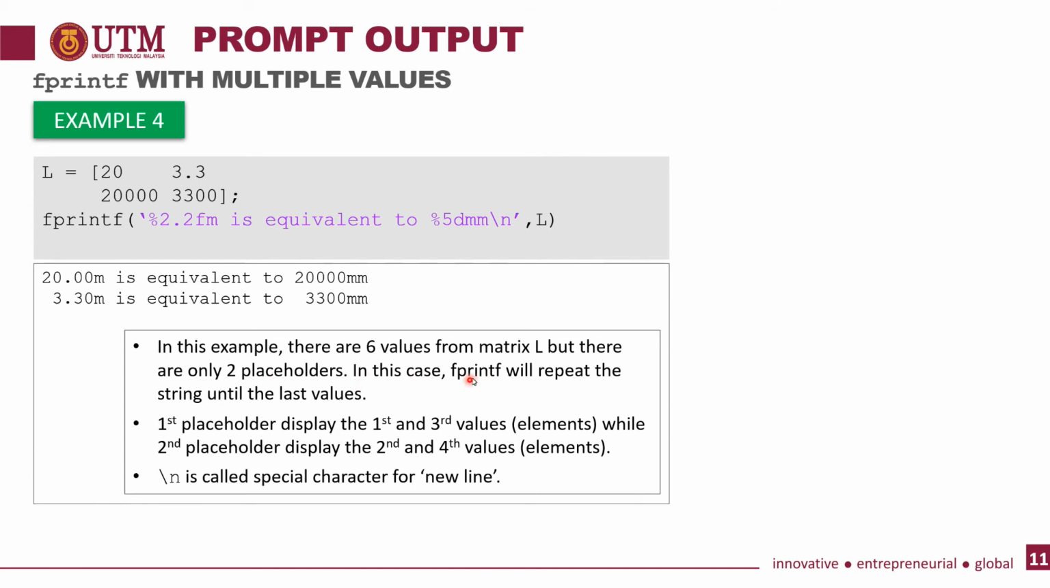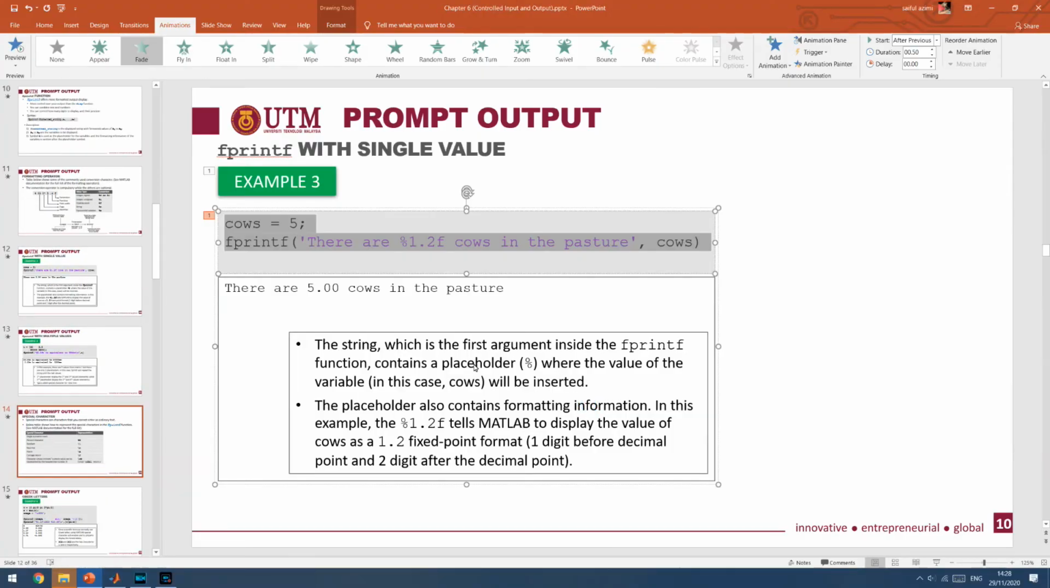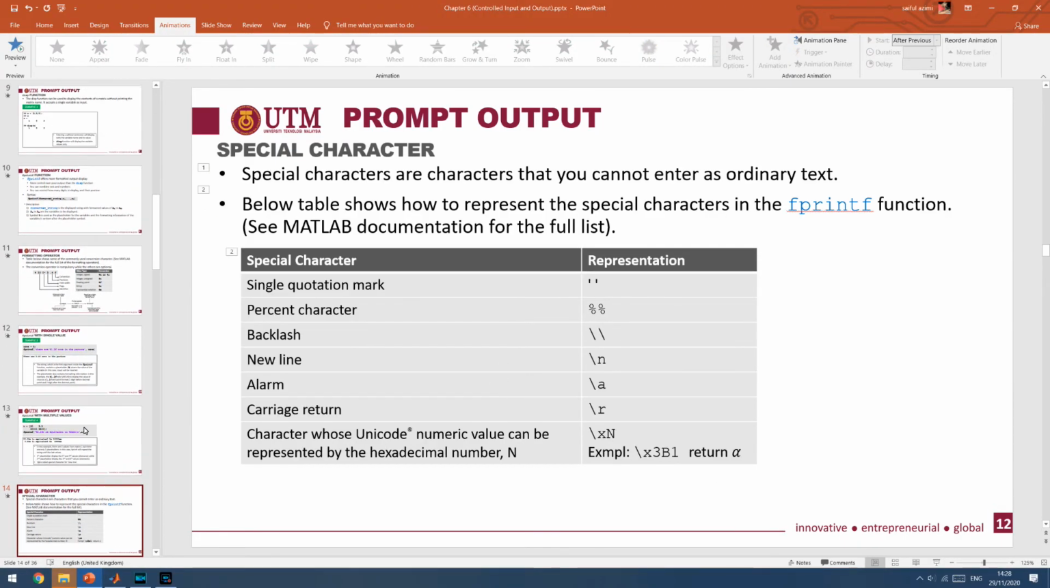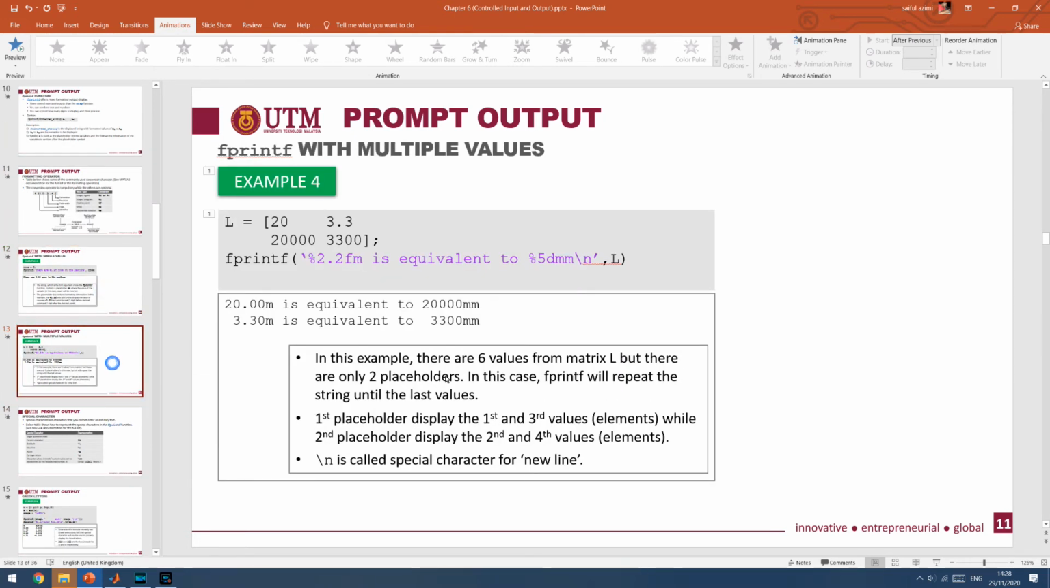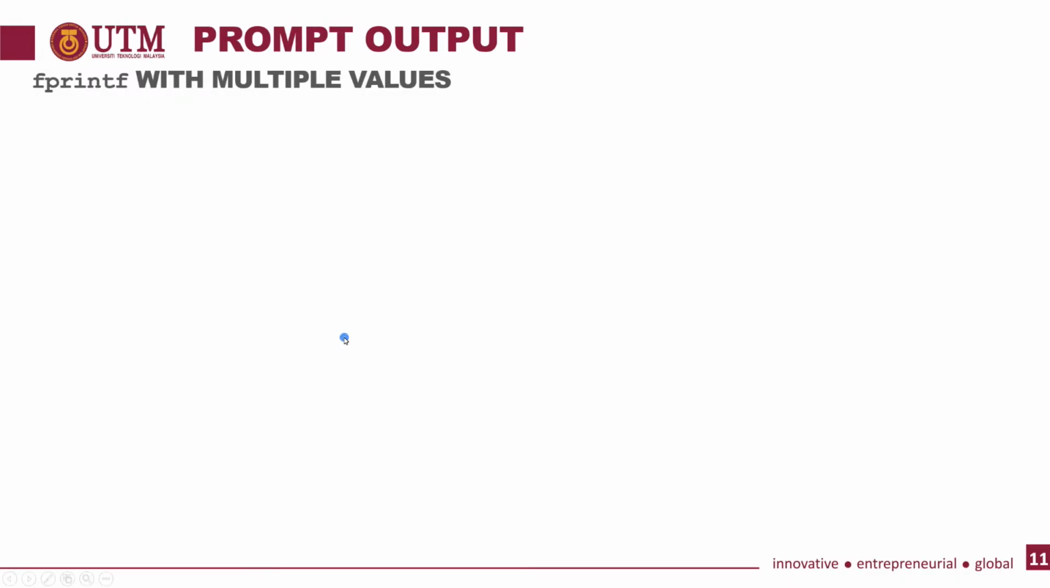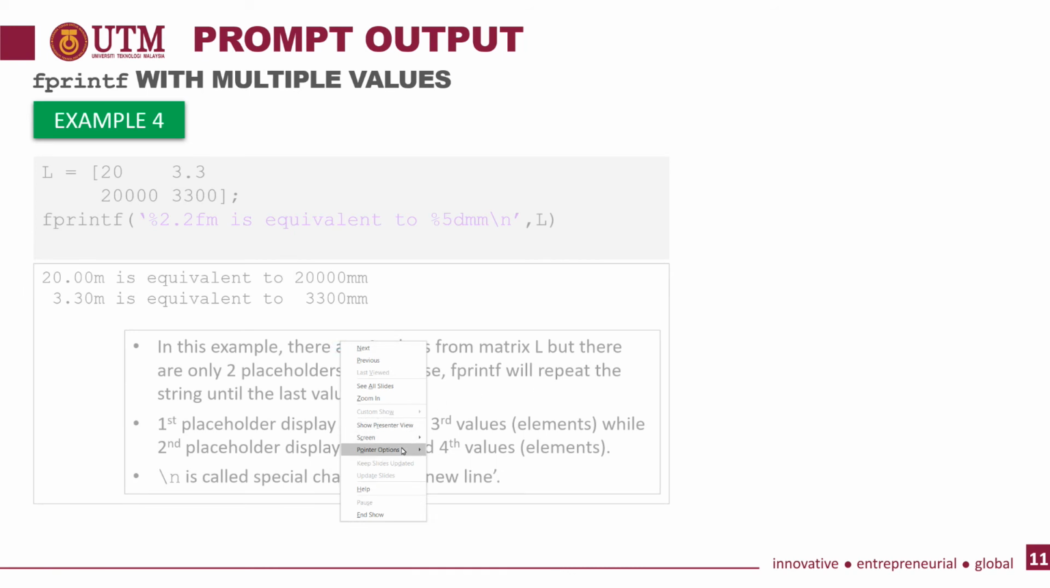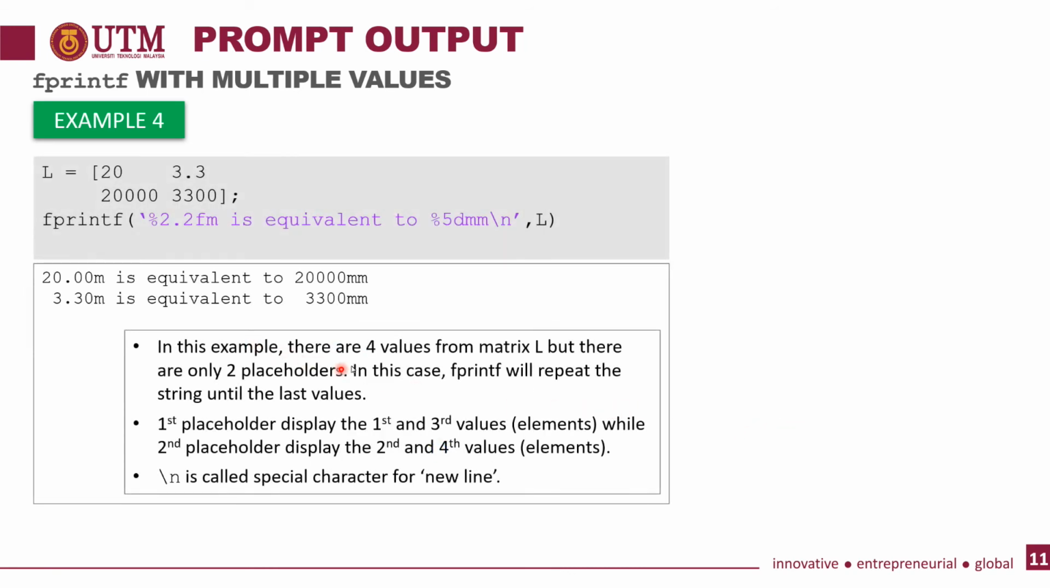But in this case, fprintf will repeat the string. Let me correct the slide first. There are actually 4 values. All right, let's take a look at example number 4 again. In this example, there are actually 4 values from matrix L, but there are only 2 placeholders because we only have 2 percent signs here. So in this case, fprintf will repeat the string only until the last value.